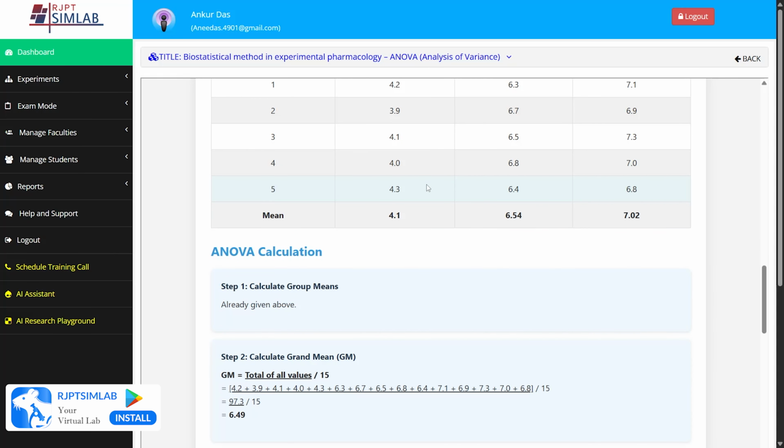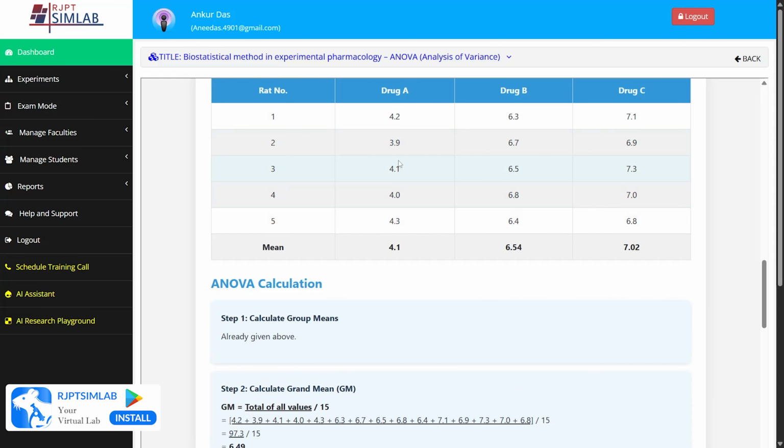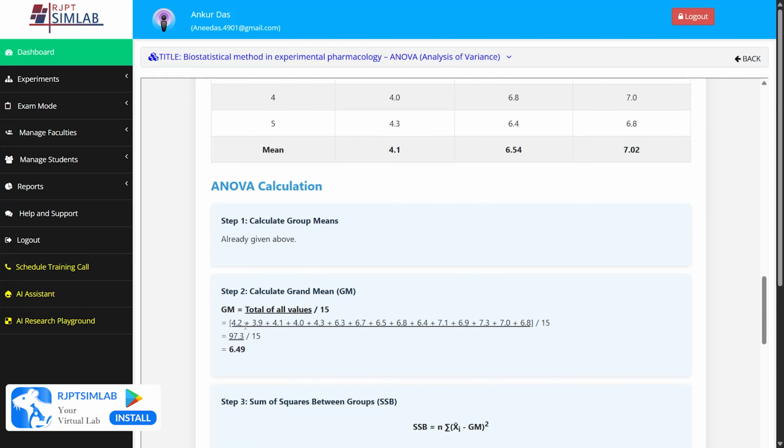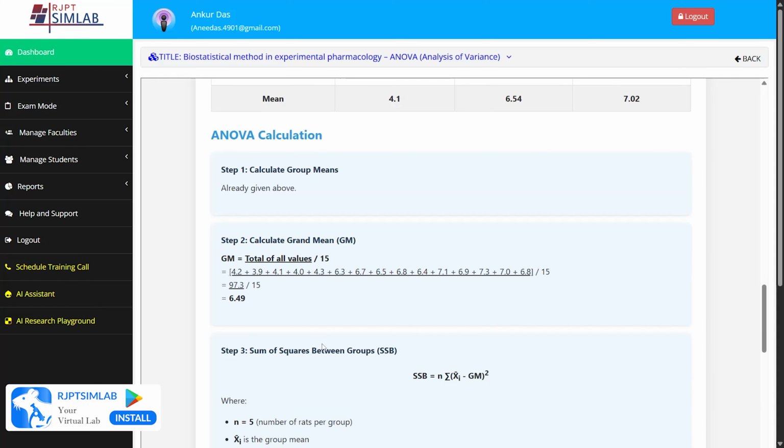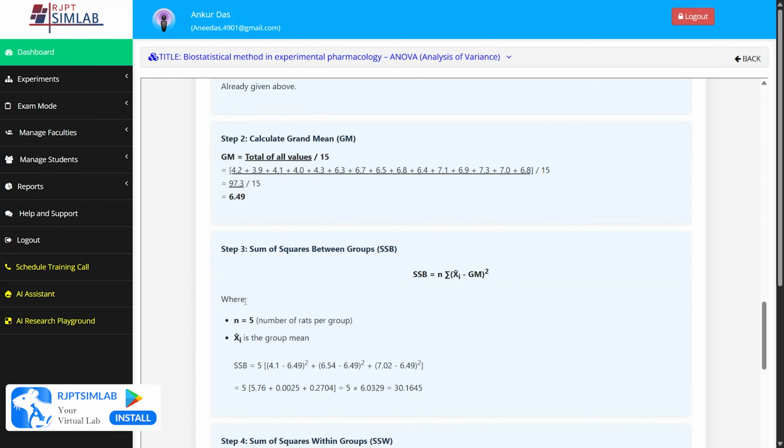So the total of all values means all the values of all the groups, which means 4.2, 3.9, 4.1, and so on; we have to add all the values. As we have written here, 4.2 plus 3.9 plus 4.1, we have added all the values, which is divided by the total number of rats, which is 15. So after calculating, we have got 6.49 as the grand mean.